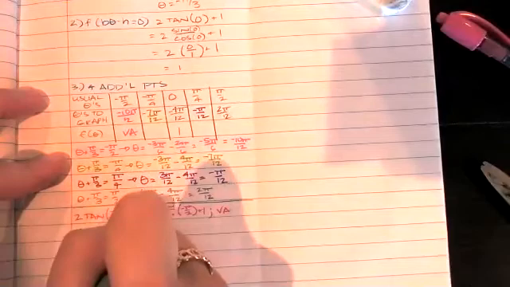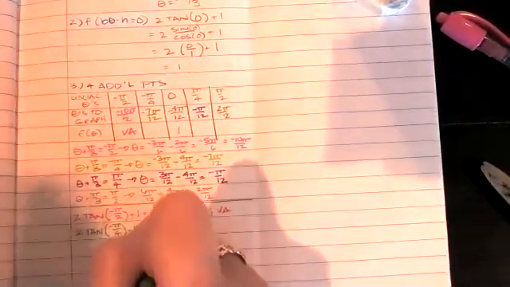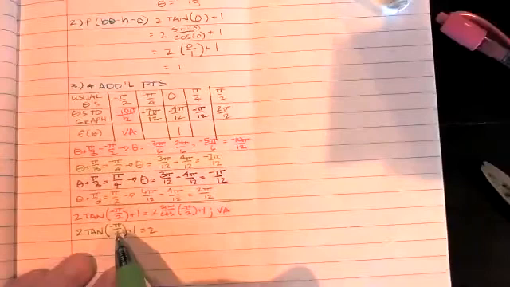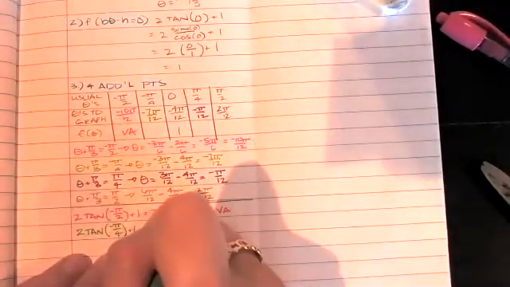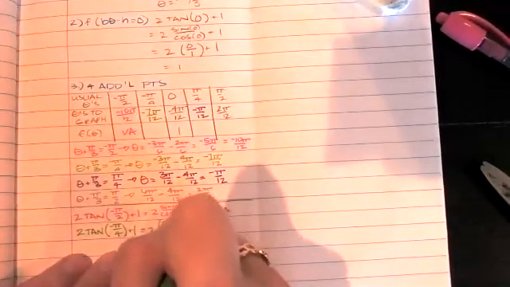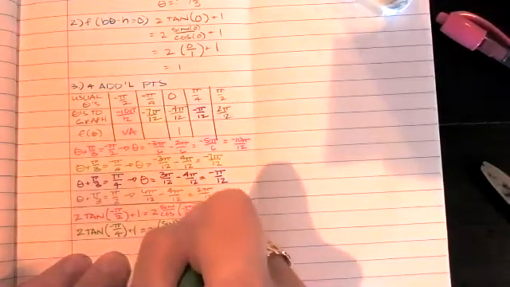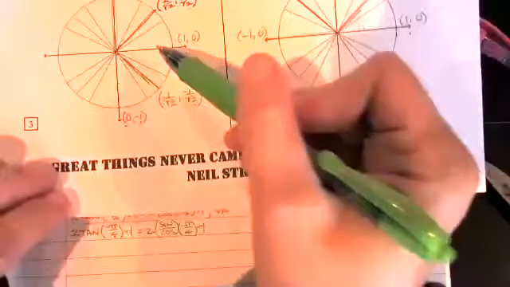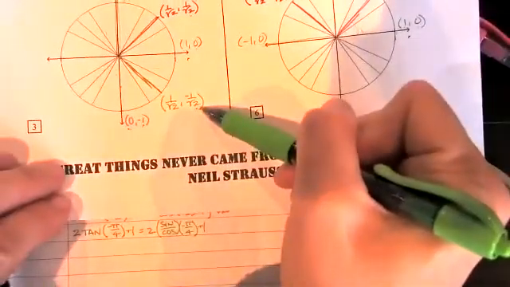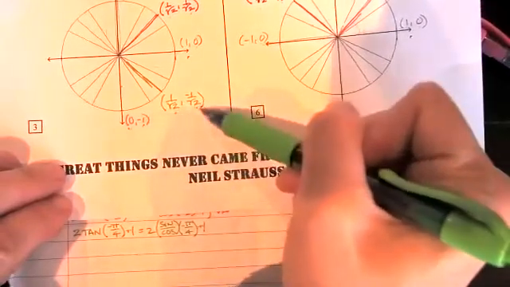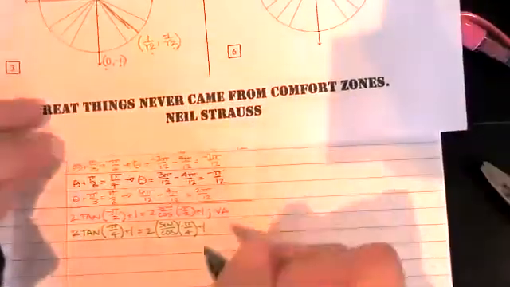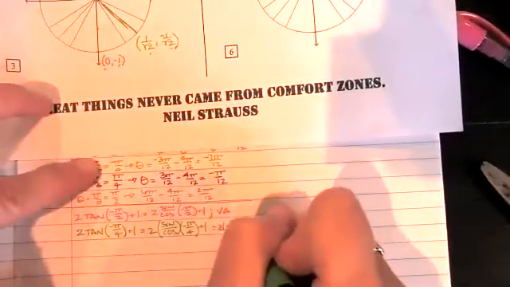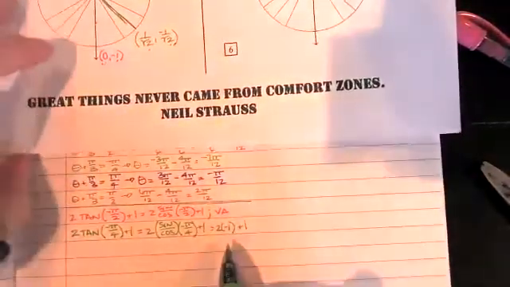Then we'll have 2 times the tangent of negative pi over 4, plus 1. And remember, again, it's the sine over the cosine. So we've got the sine over the cosine of negative pi over 4, plus 1. The sine of this, this is negative pi over 4, the sine is negative, the cosine is positive, but their absolute values are the same amount. So we know this will be 2 times negative 1 plus 1.